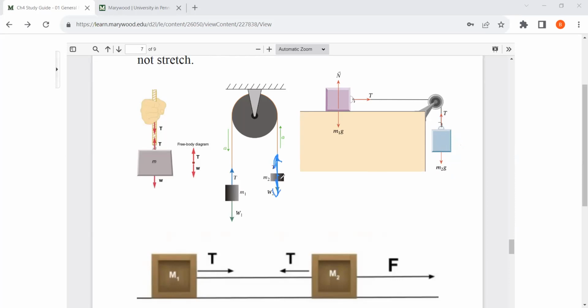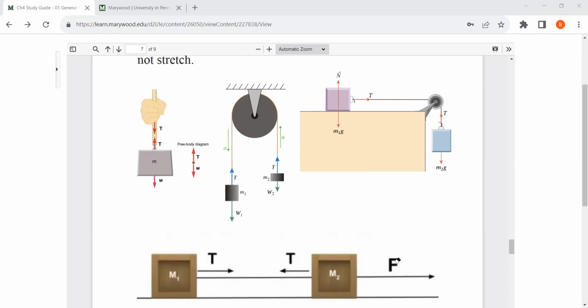This is the gravitational force. You can treat this as an applied force, and then this is the tension force. The same thing here. So the gravitational force is the applied force on this object. The tension force is parallel to the string, and it is always opposite to the applied force. The applied force could be an explicit applied force, or it could be the gravitational force.